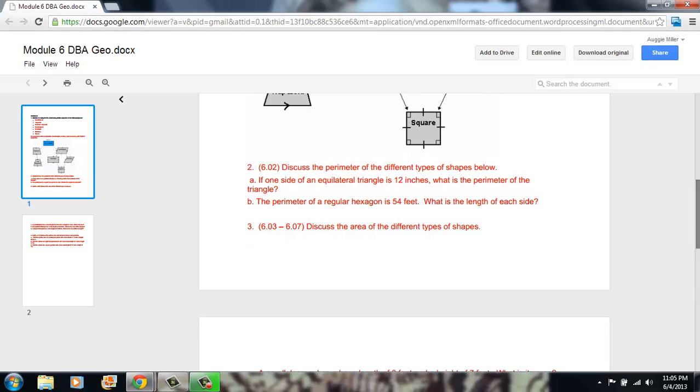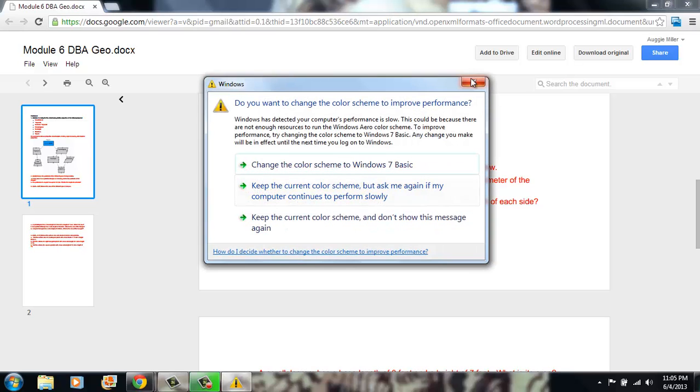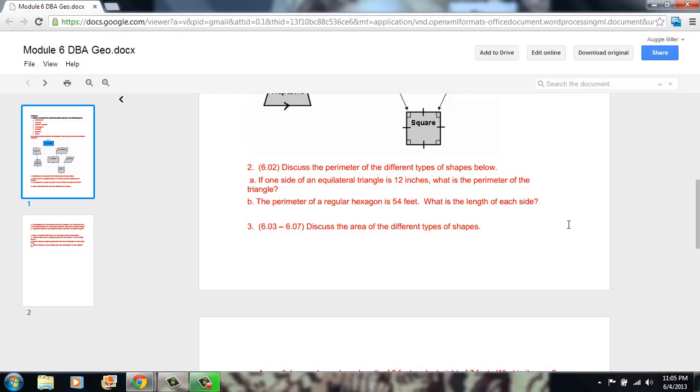So question 2, discuss the perimeter of the different types of shapes below. If one side of an equilateral triangle is 12 inches, what is the perimeter of the triangle? So all of the sides are going to be 12 inches if it's an equilateral triangle, so that's 12 times 3 is 36. The perimeter of the triangle is 36. And the perimeter of a regular hexagon is 54. So to find the length of each side, we would divide 54 by 6. And 54 divided by 6 is 9. So the length of each side is 9.